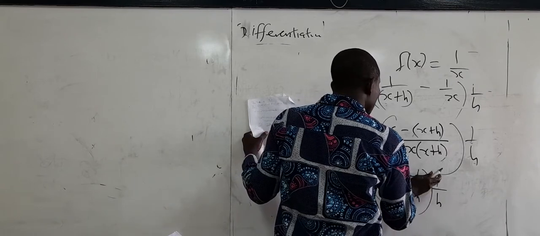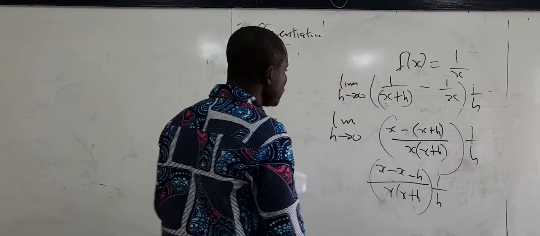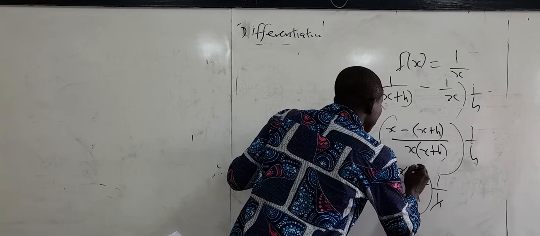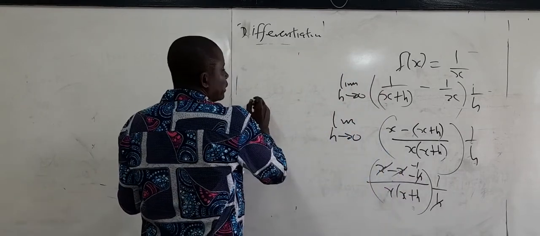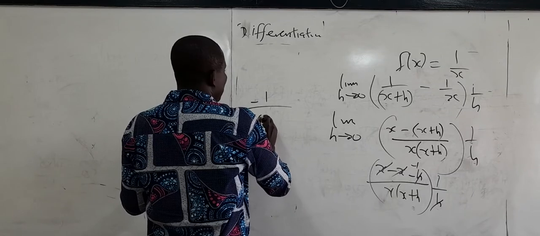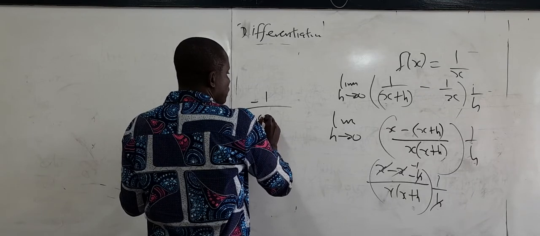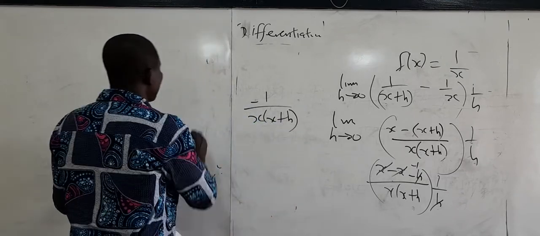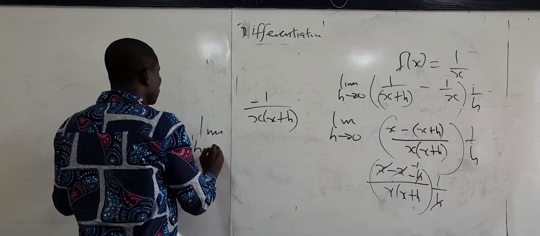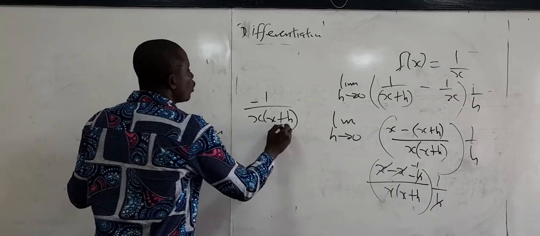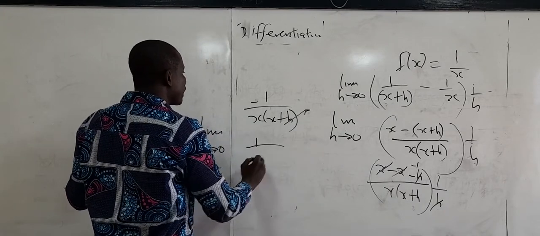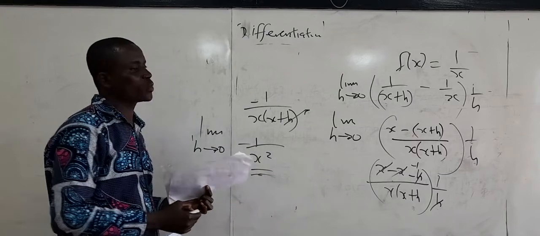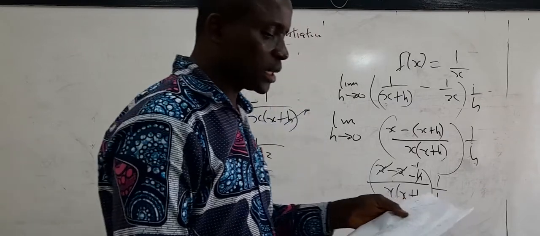Times 1 over h means you are dividing. So this and this will go off, and this h will cancel this and becomes negative 1. So we are having negative 1 over x times (x plus h). We say that as h approaches 0, this goes to 0, and we are having negative 1 over x squared, and that is it. So we have differentiated it that way.